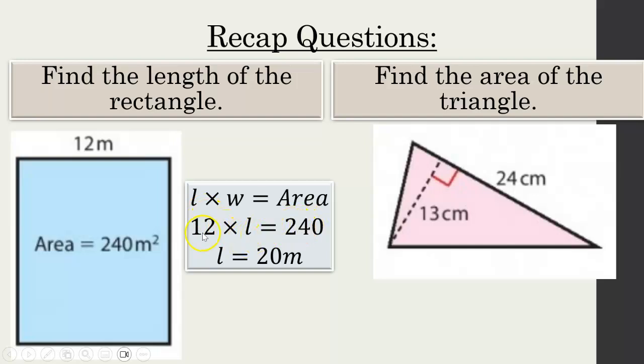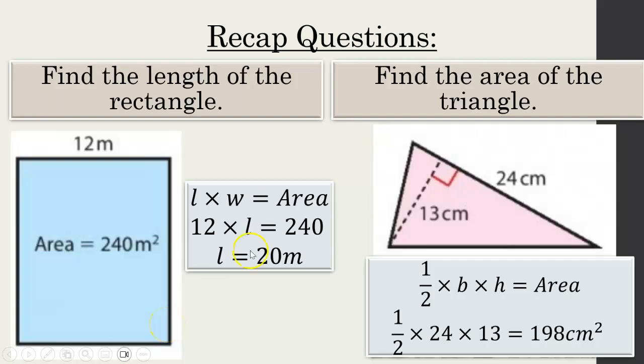How did I get that? Well, if you divide 12 into 240, that's going to be 20. So L is equal to 20 meters. So this is 12 meters, this is 20 meters. Okay, how about finding the area of the triangle? Now, as I mentioned, we're not told this length, and we're not told the perpendicular distance from this base to the apex. But we are told this side length, and the perpendicular distance from this base to this apex. So we can still use this.